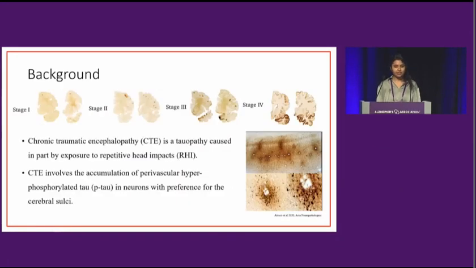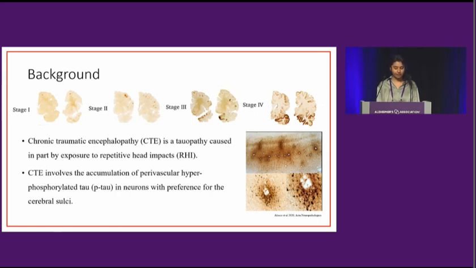Chronic traumatic encephalopathy is a neurodegenerative disease caused in part by exposure to repetitive head impacts from contact and collision sports, physical violence, and other sources. At this time, CTE can only be diagnosed at autopsy using published neuropathological criteria.